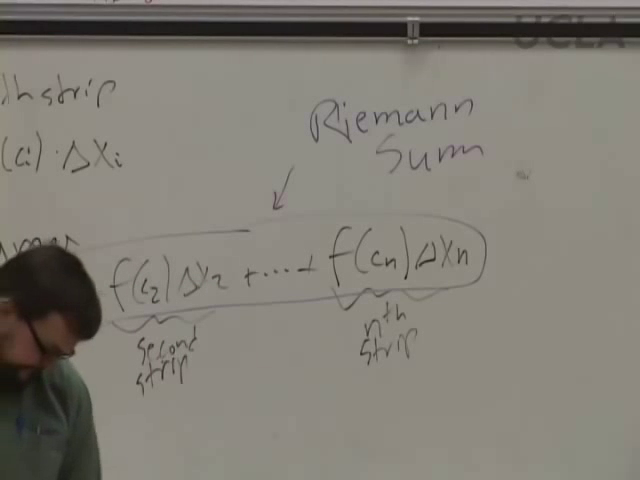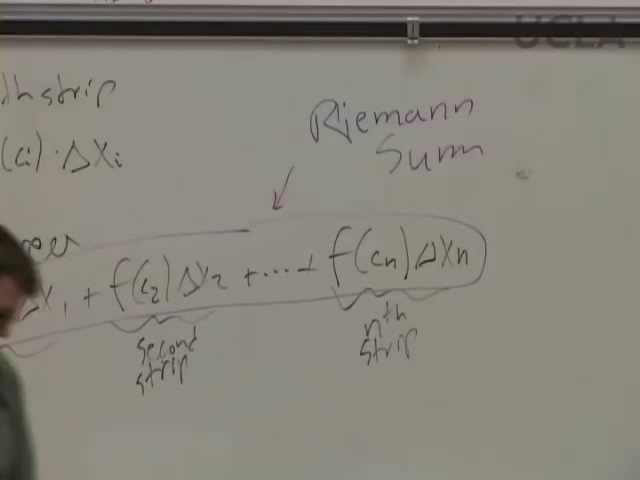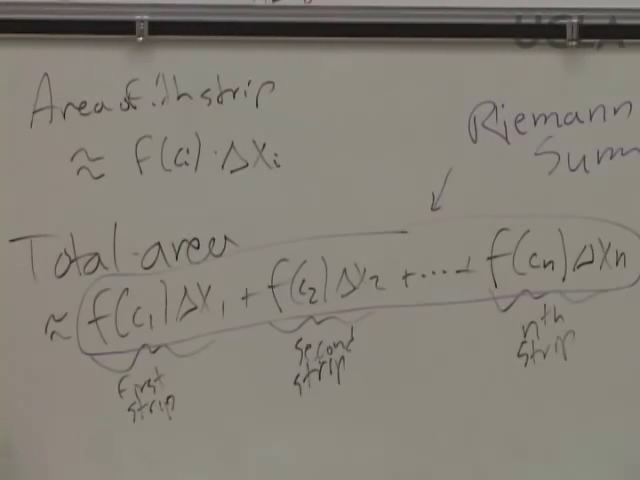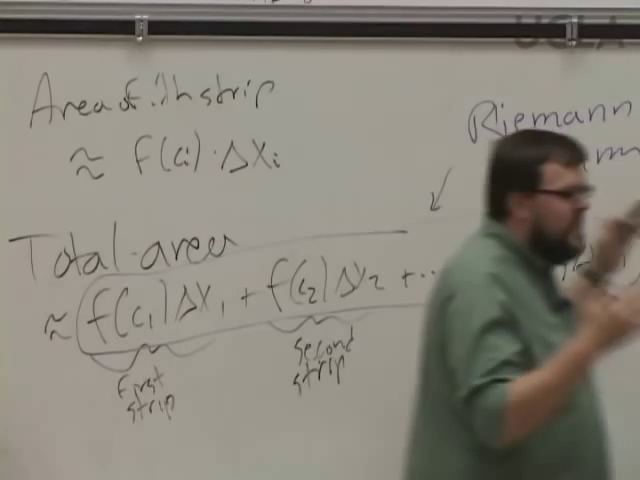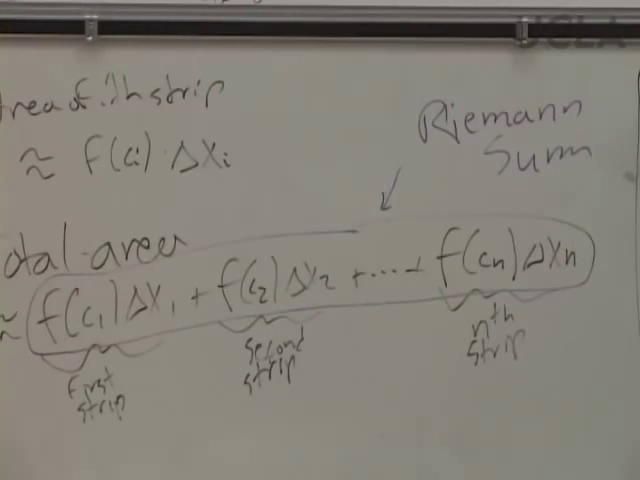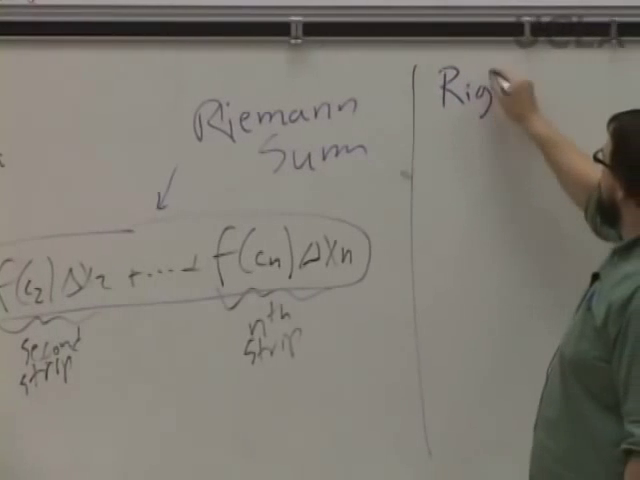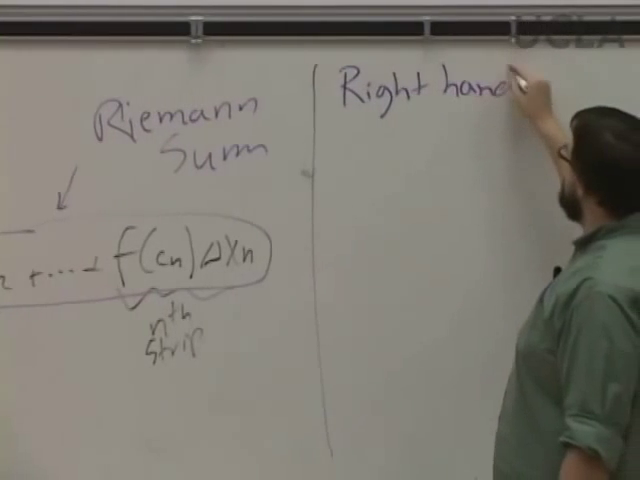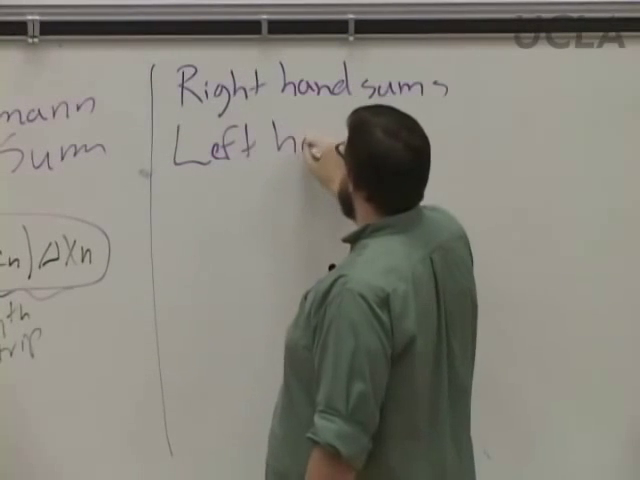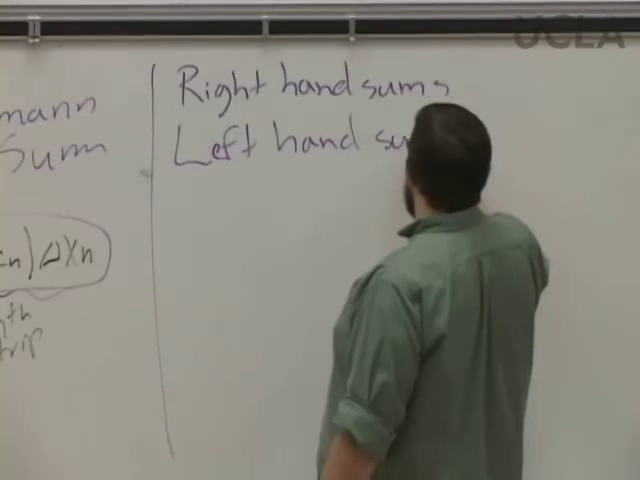Now, we're going to simplify things. One of the things we're going to simplify is this allows for any way we subdivide. We're going to allow for pretty much just two kinds of cases, or three, depending upon how you do it. So we're going to do what are called the right-hand sums and left-hand sums. There's also something called midpoint sums, but I don't think we'll go into those.